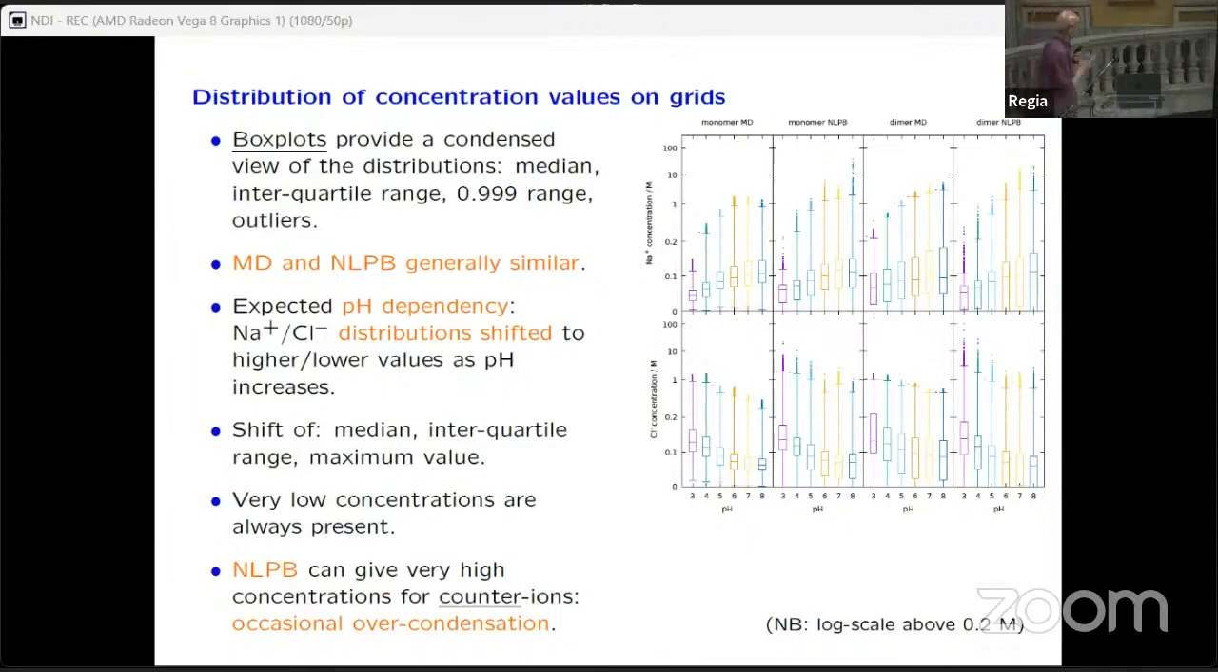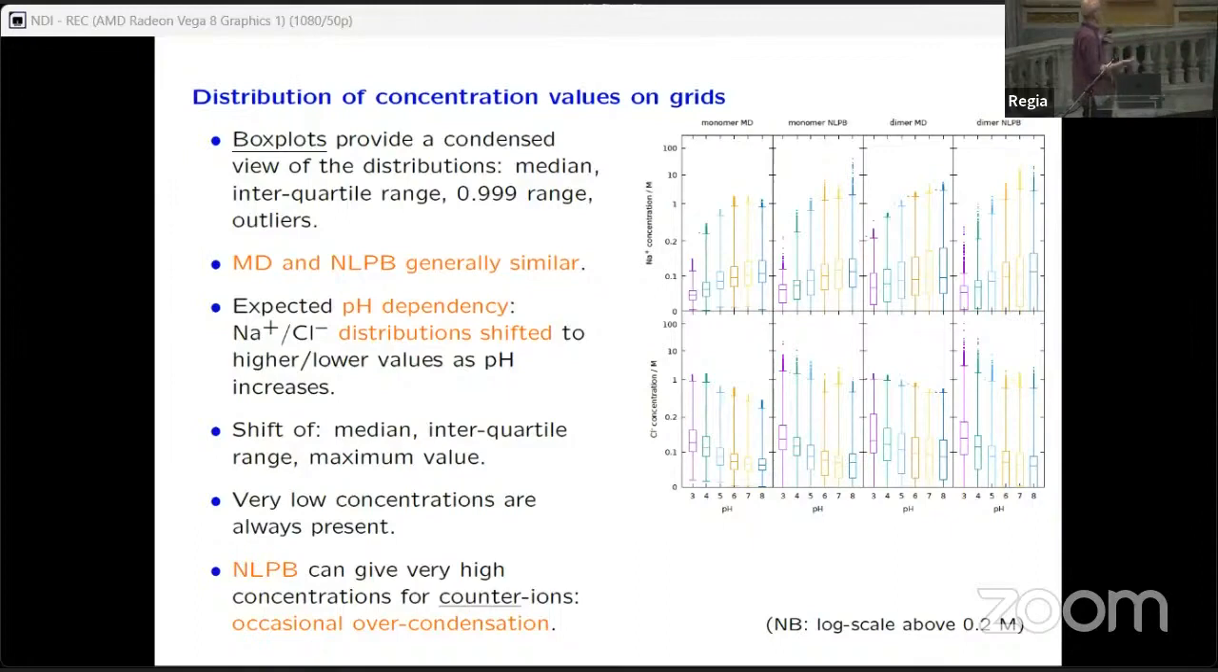Even I have problems reading it, sorry. So the two left ones are the MD monomer, and this is the nonlinear PB monomer. And here is the same for the dimer. What you see here is that the MD and nonlinear are actually quite similar, with some exceptions. Oh, sorry, on the x-axis you have the pH varying from 3 to 8, in each of the plots.